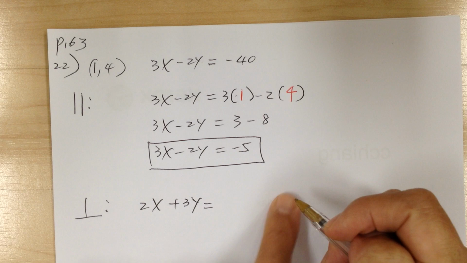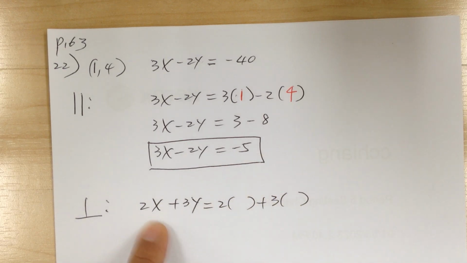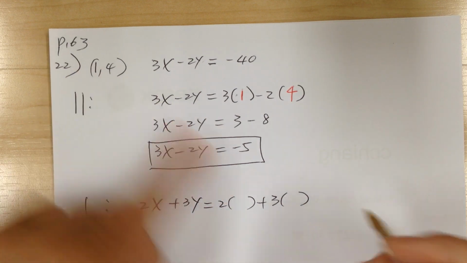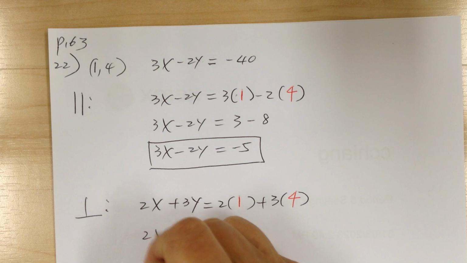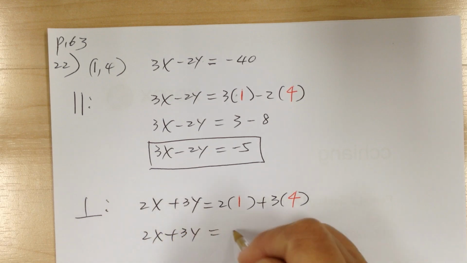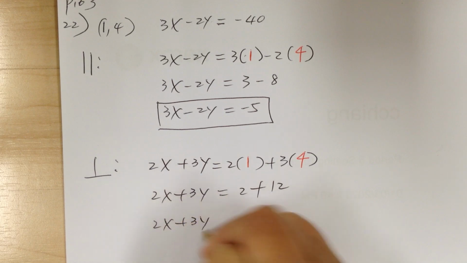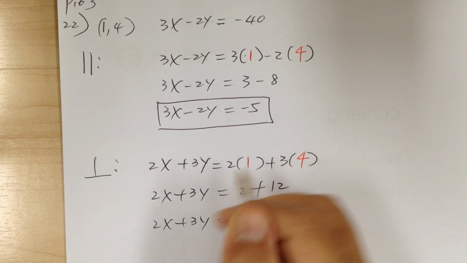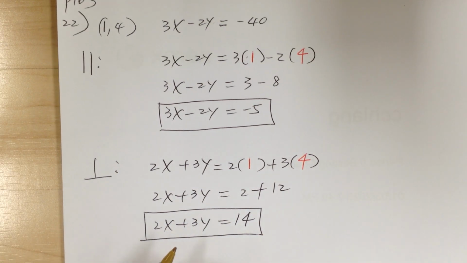Now to figure out the number, again, you have to use this format. And you want to go through this point, so you have to put this point in here. So you got 2x plus 3y equal to 2 plus 12. So you got 2x plus 3y equal to 14. Okay, let's go to the next one.